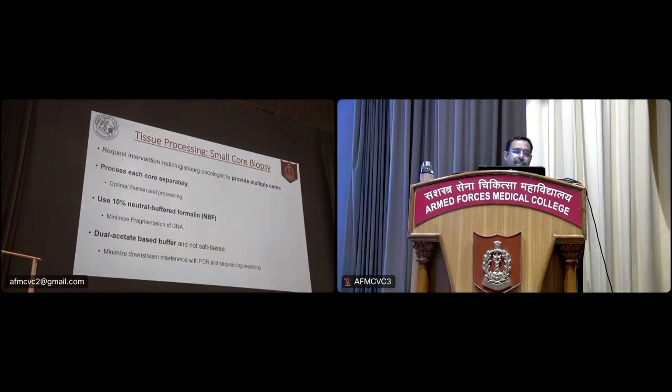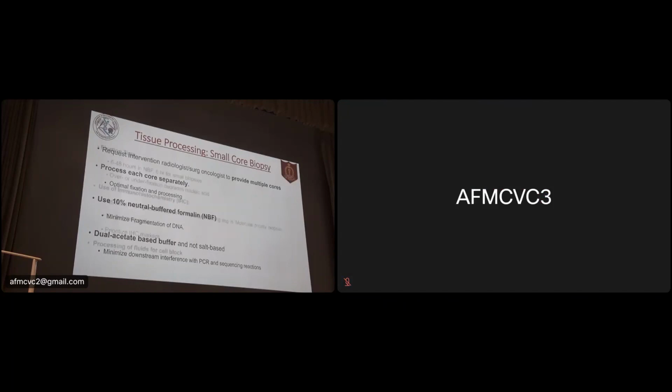And we must use 10% neutral buffered formalin in this because the processing of these tissues damages the DNA. So if you use 10% neutral buffered formalin, the fragmentation is minimized. A acetate based buffer and not a salt based buffer, which is usually the practice in our hospitals, has to be recommended, and the minimum interference with the PCRs is seen in samples which are processed like this.